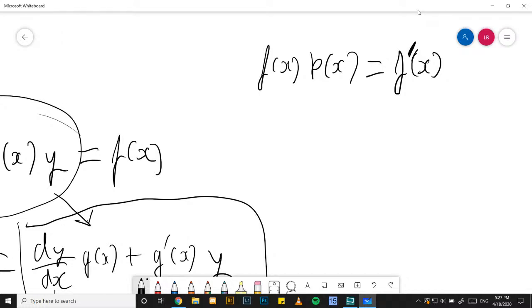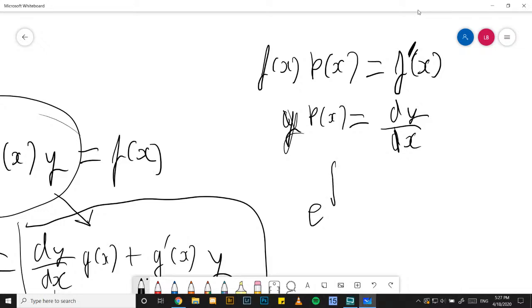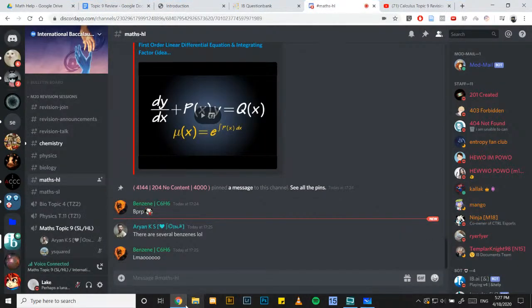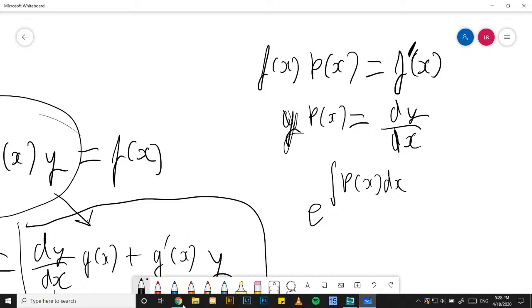So in other words, you have some y times p of x, which is equal to some dy dx. I'm not going to go into the details of this, but there's a solution to this kind of differential equation, which just isn't covered in IB. Basically, the solution is e to the power of the integral of p of x dx, which is very cool, because this is the integrating factor, which is what you wanted to find out. You wanted to find this integrating factor f of x. So f of x is actually equal to this.